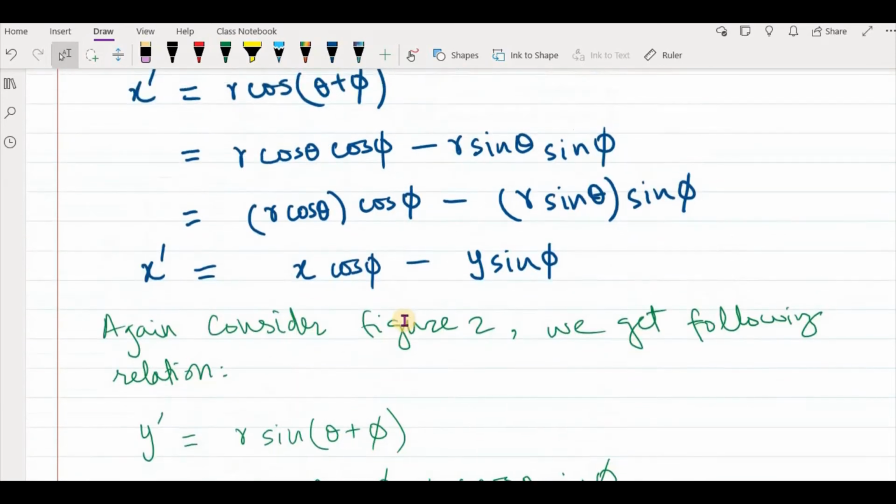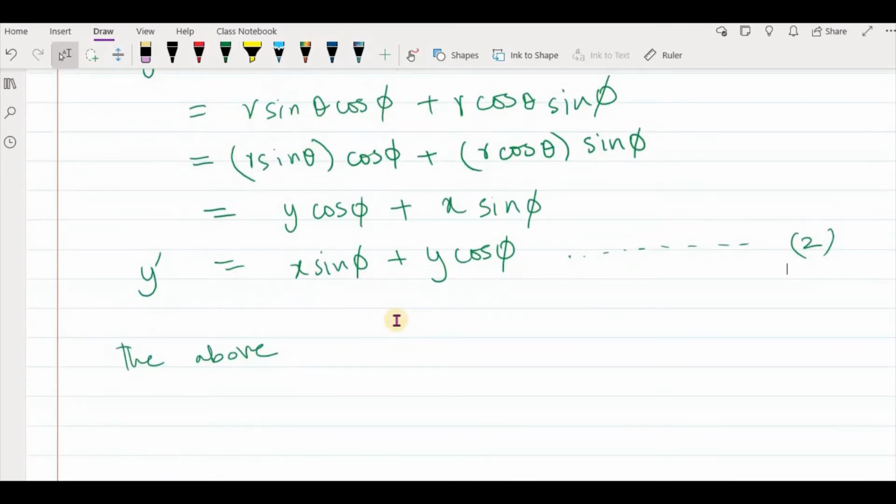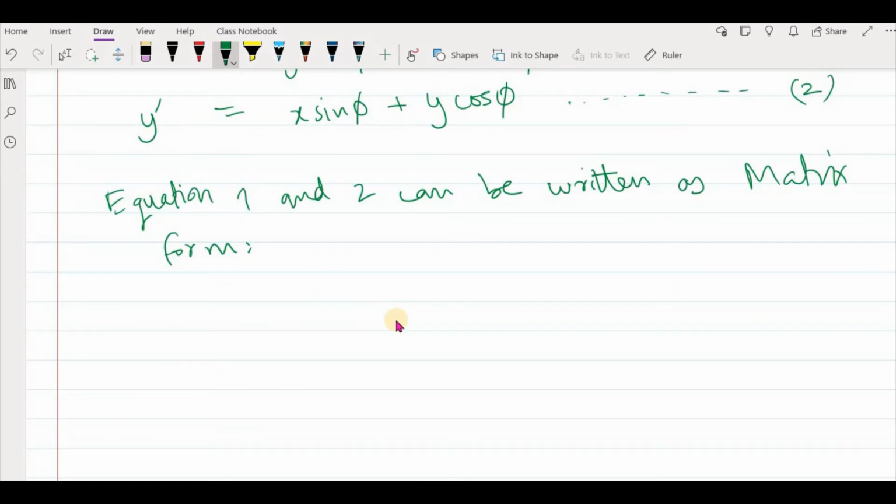Let's name these equations. Let's call this one equation 1, and let's name this one equation 2. So now we can write equations 1 and 2 in matrix form. How can we write it down? We can write it down like this.